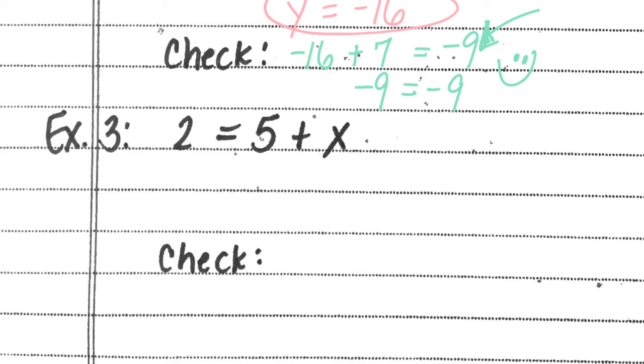This one's backwards, so don't let it fool you. Notice this is a positive 5. So to get rid of a positive 5, we are going to subtract 5. So these cancel out, and on the right side, we have x. And on the left side, hopefully you know your integers, 2 minus 5 is a negative 3.